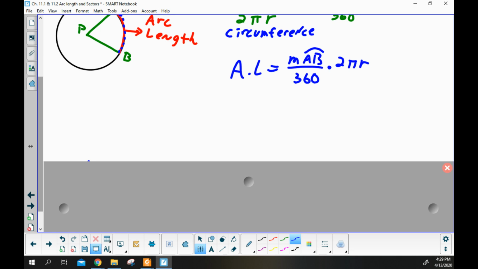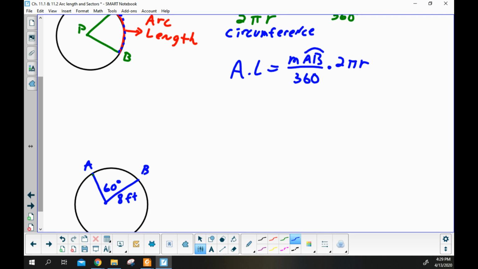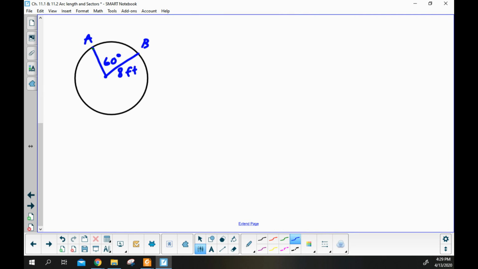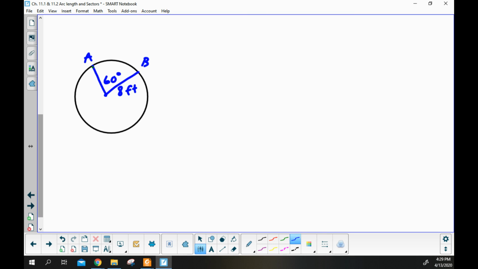All right, so a couple of examples, and we'll do a few here just to kind of get us in. Here's my first one, and we're looking for what is the length of AB. I'm going to use the proportion version, but if you want to use regular arc length, you can.